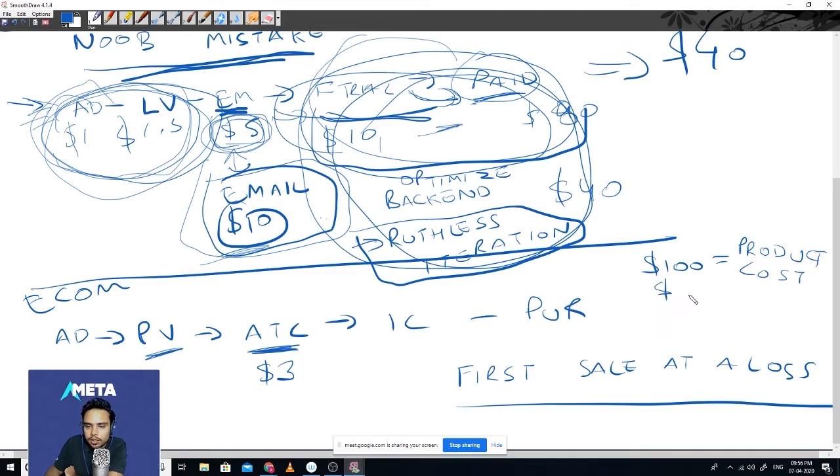And if you want to explain it in MBA lingo, then $50 is the manufacturing cost, and $50 is your margin as well. So what you would do as a rule of thumb is, since ATC is like two steps behind, you would say that $12.50 is what I can afford to pay per add to cart.